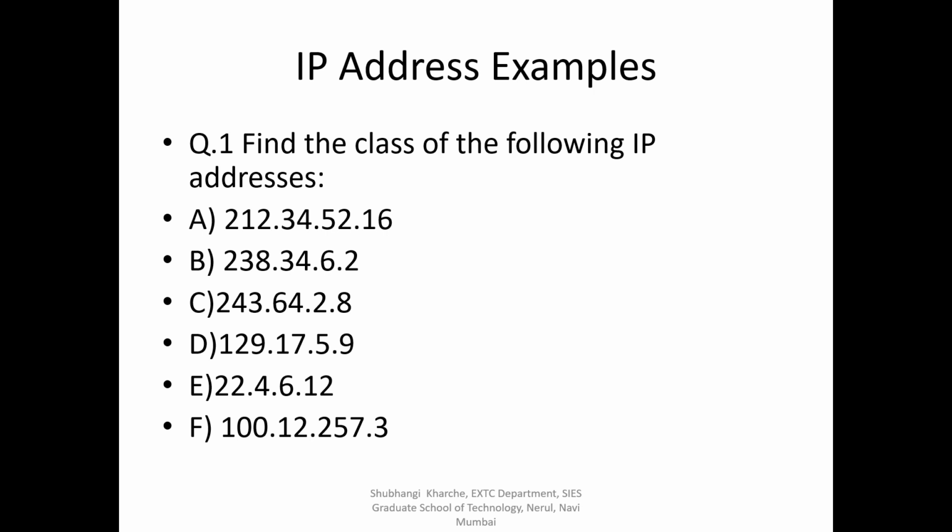The third IP address first octet value is 243, which lies in the range of class E IP addresses, which is from 240 to 255. So the third IP address belongs to class E.